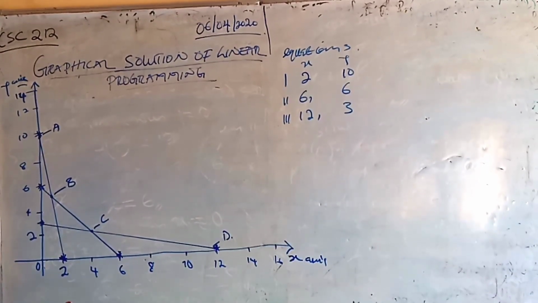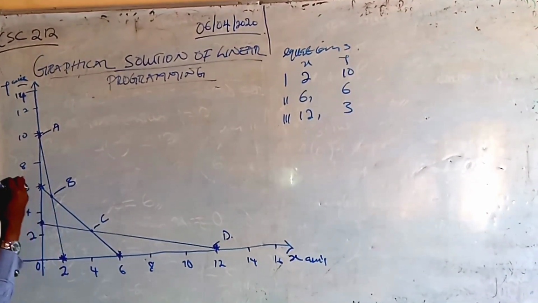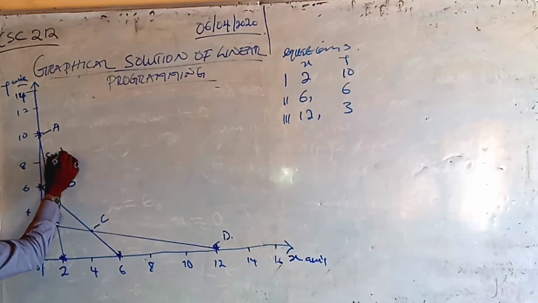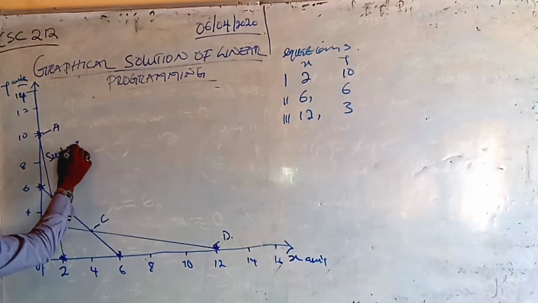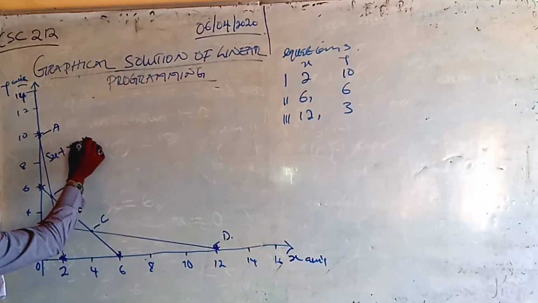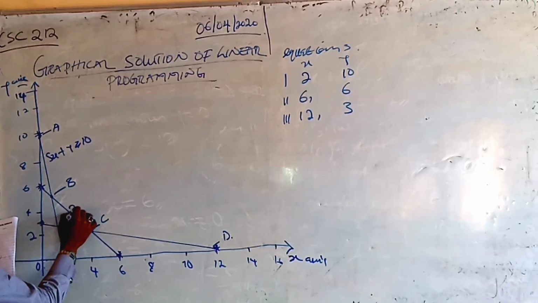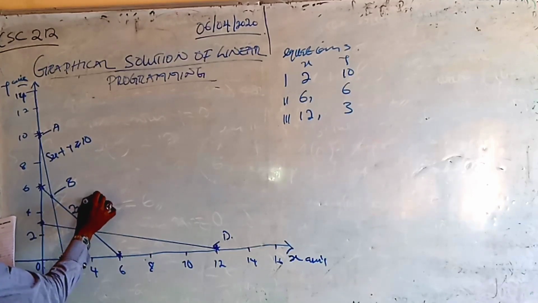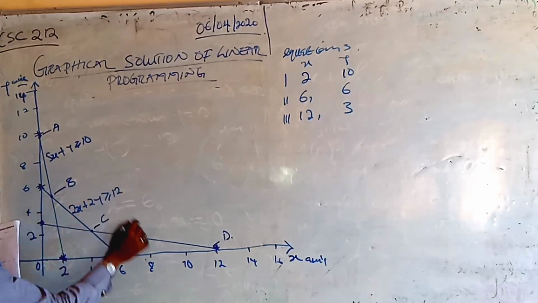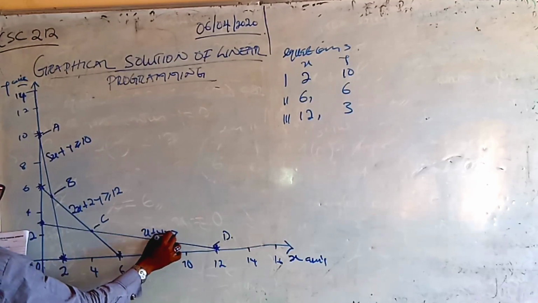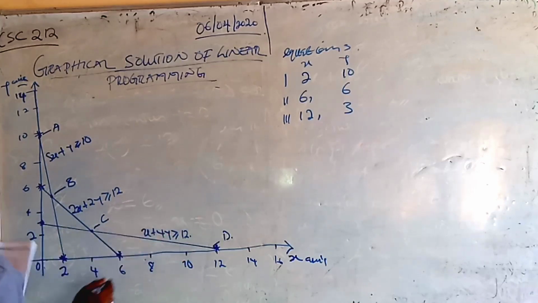So we are to put the equations for equation 1, equation 2, and also equation 3. Equation 1 is 5x plus y is greater than or equal to 10. This is equation 1. Then equation 2 is 2x plus 2y is greater than or equal to 12. And the last equation is x plus 4y is greater than or equal to 12 also.